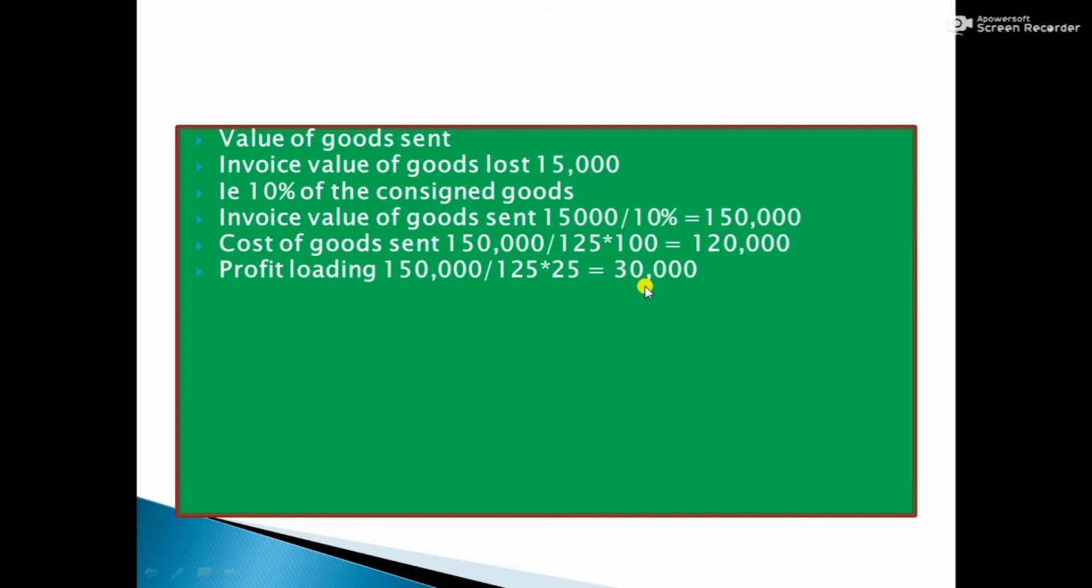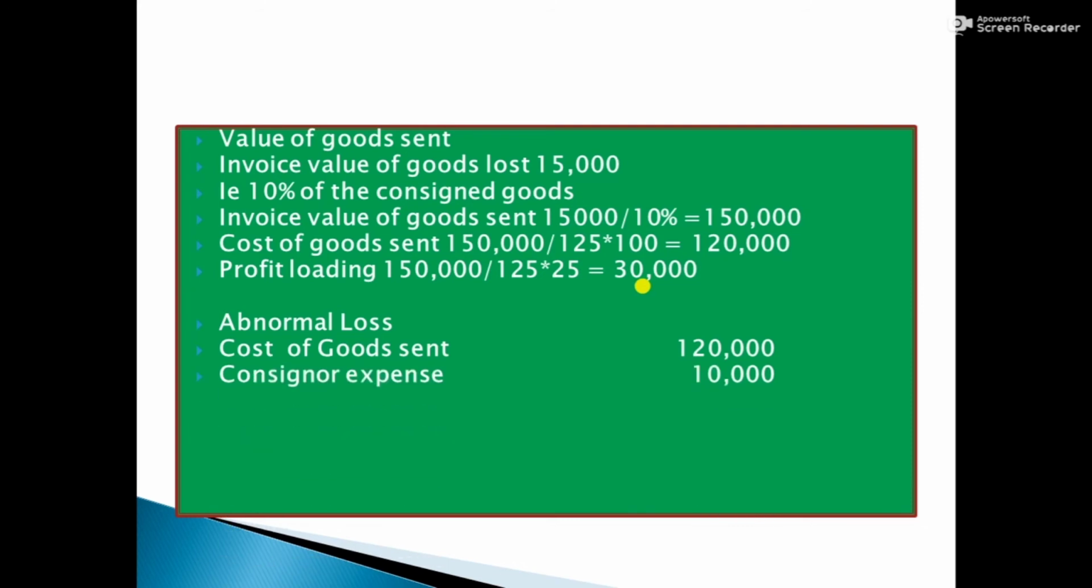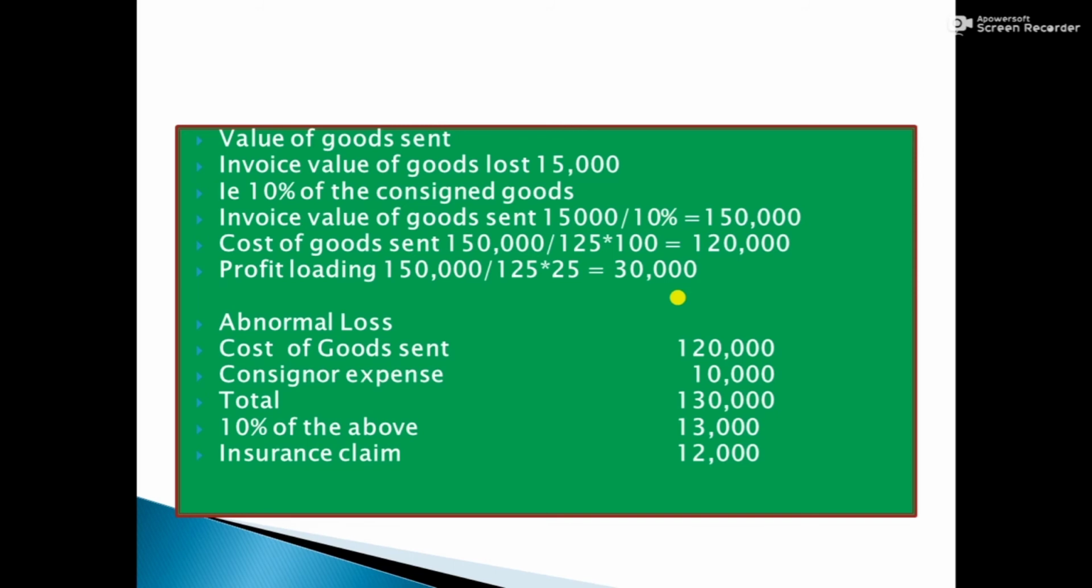Next, we will calculate abnormal loss. The cost of goods sent is 1,20,000, 100%. On that, consignor expense of 10,000 is incurred, total 1,30,000, of which 10% is lost in consignee's godown, that is 1,30,000 into 10%, 13,000. Insurance company admitted a claim of rupees 12,000, therefore net abnormal loss is 1,000. So, in consignment account, by insurance company 12,000, by P&L 1,000, total 13,000.